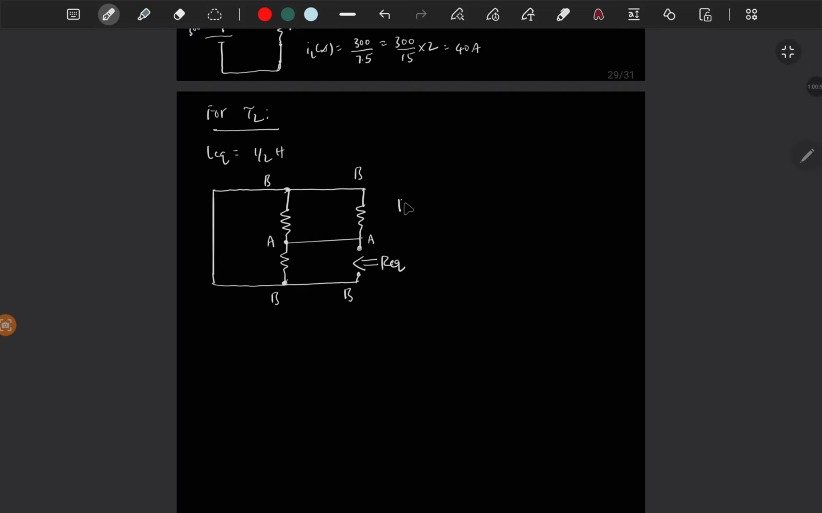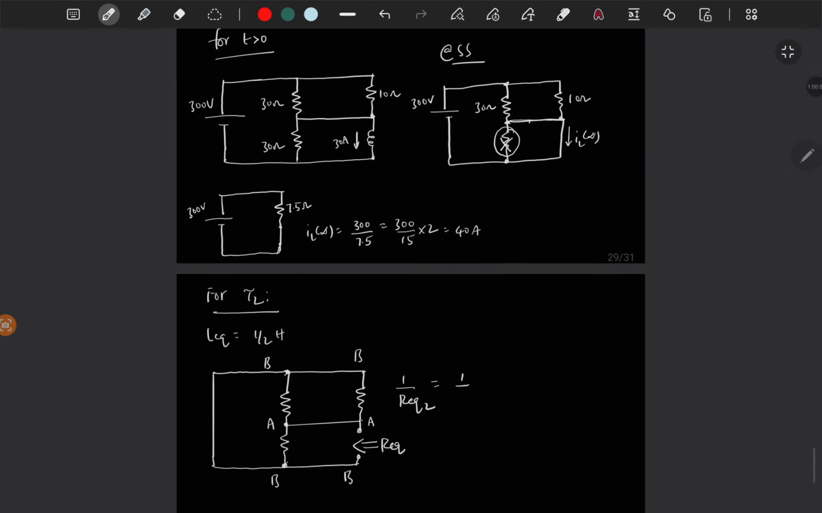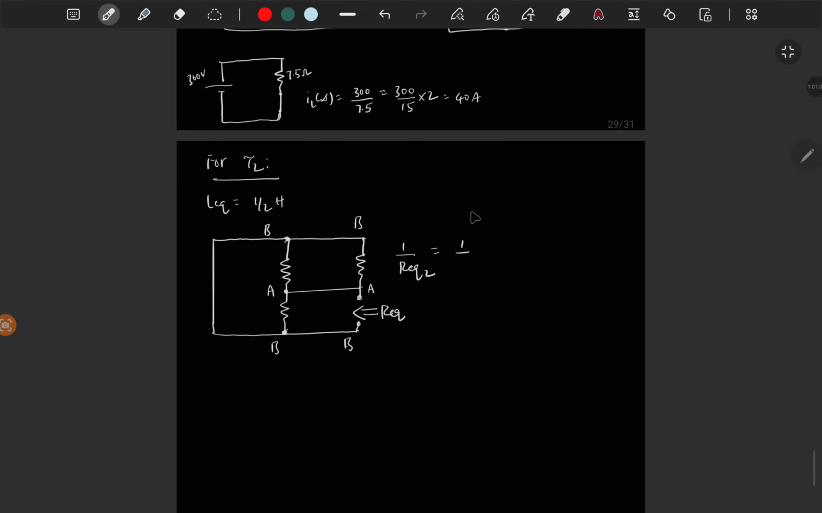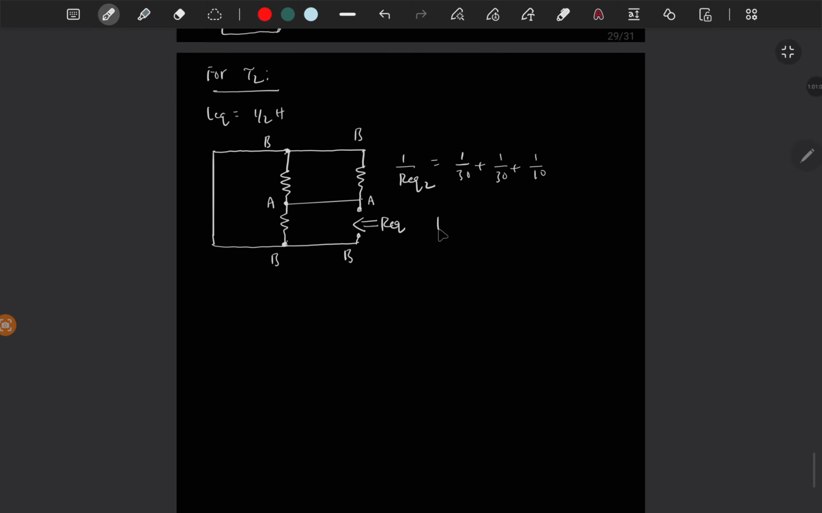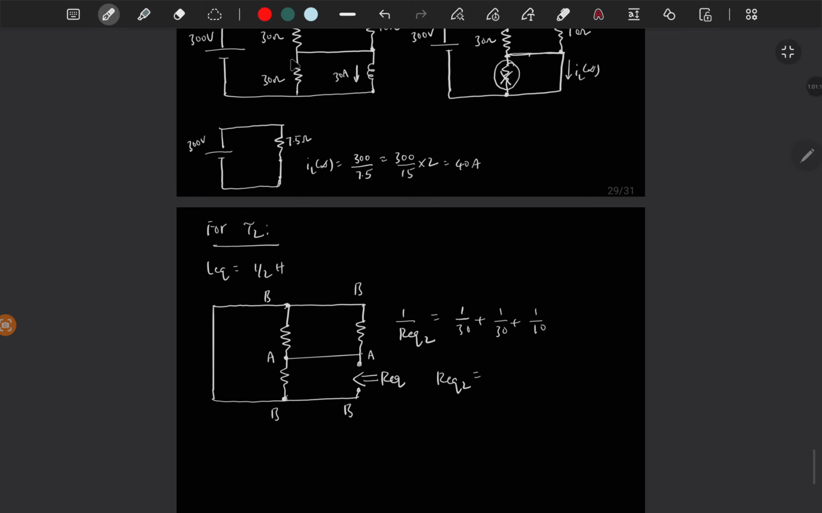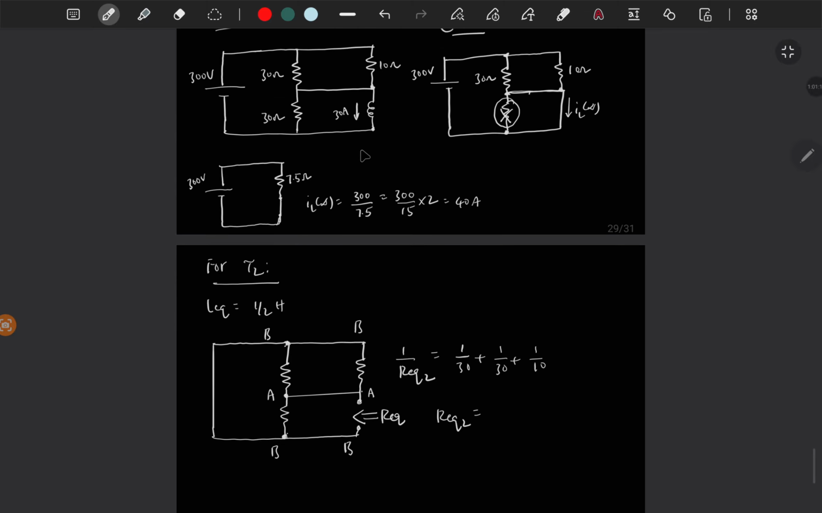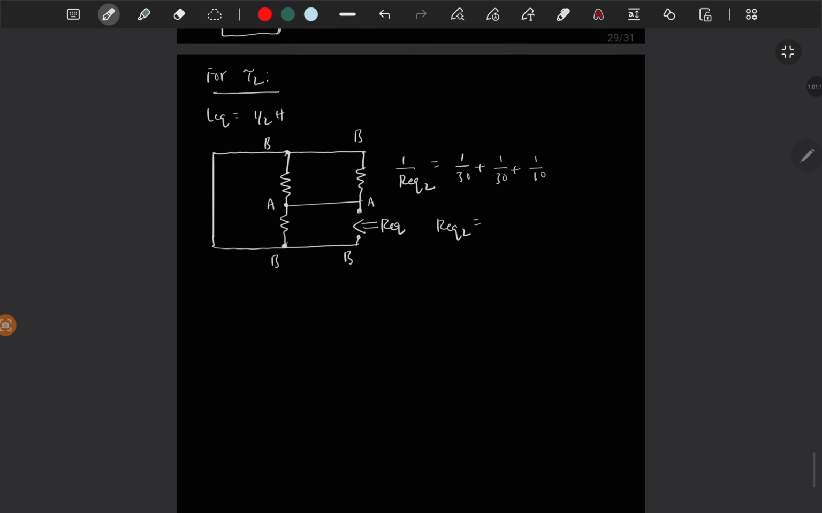So R equivalent, let's say R equivalent 2, is simply the parallel combination of all three resistors, which is 30, 30 and 10. So if you find R equivalent, if 30 and 30 are in parallel, then you will get 15. If 15 and 10 are parallel, then you will get 15 times 10 by 25.